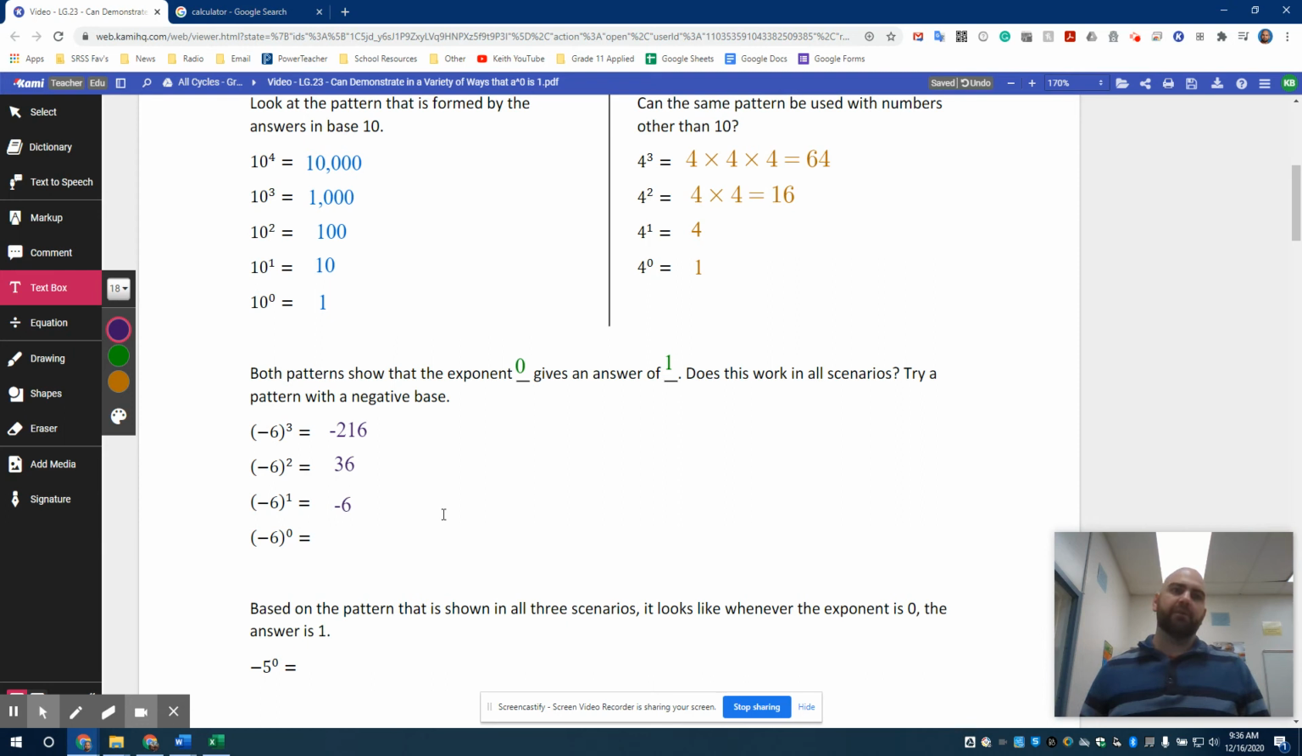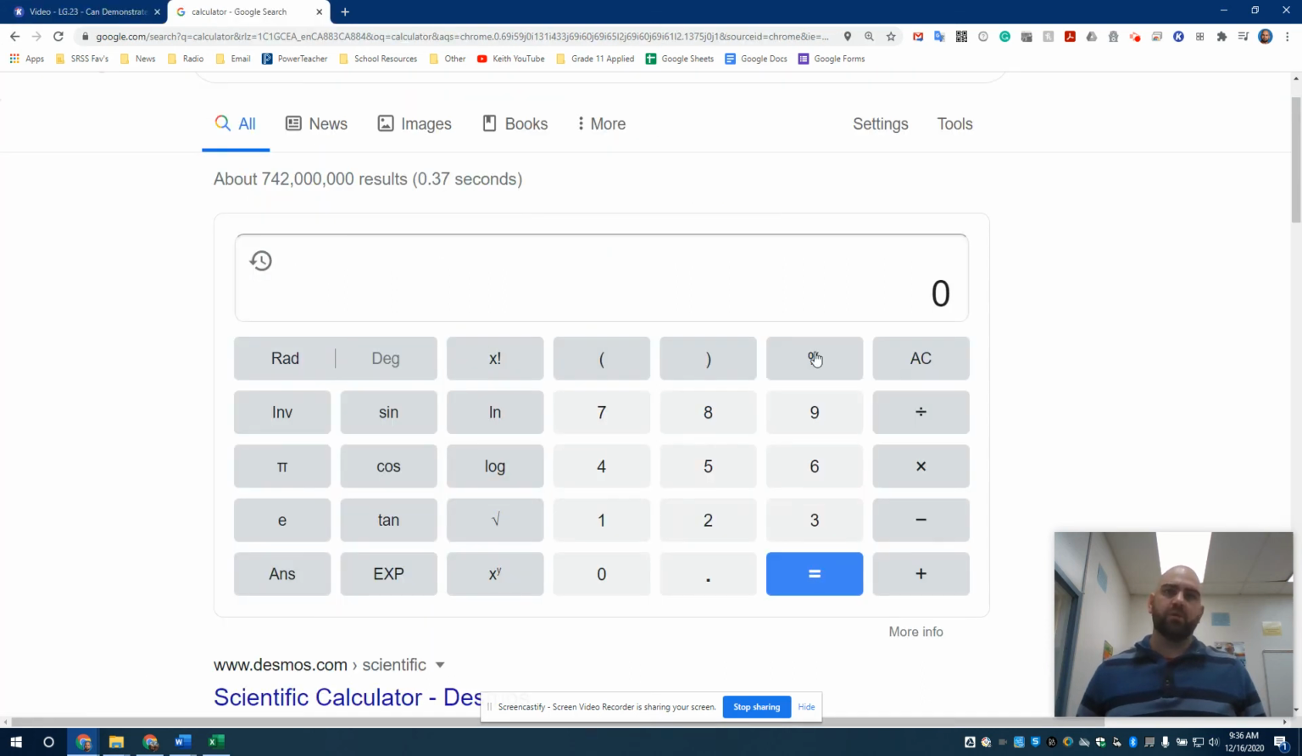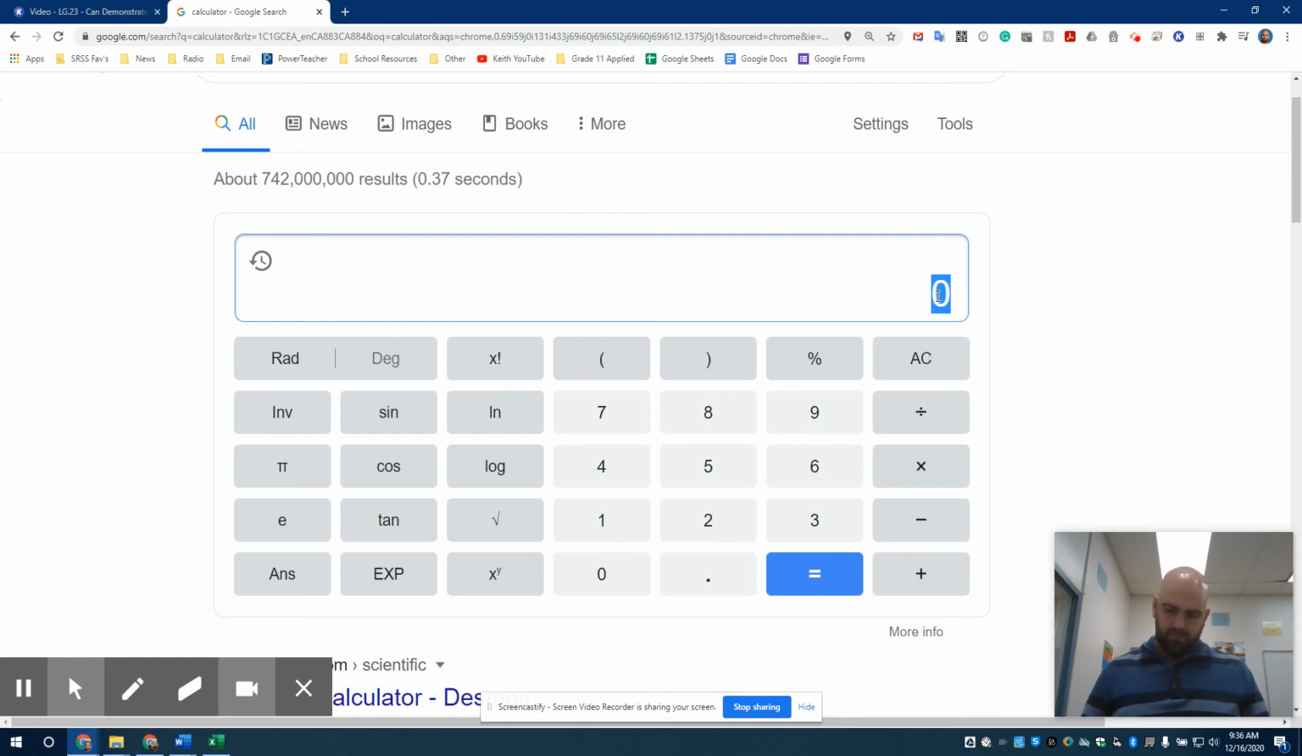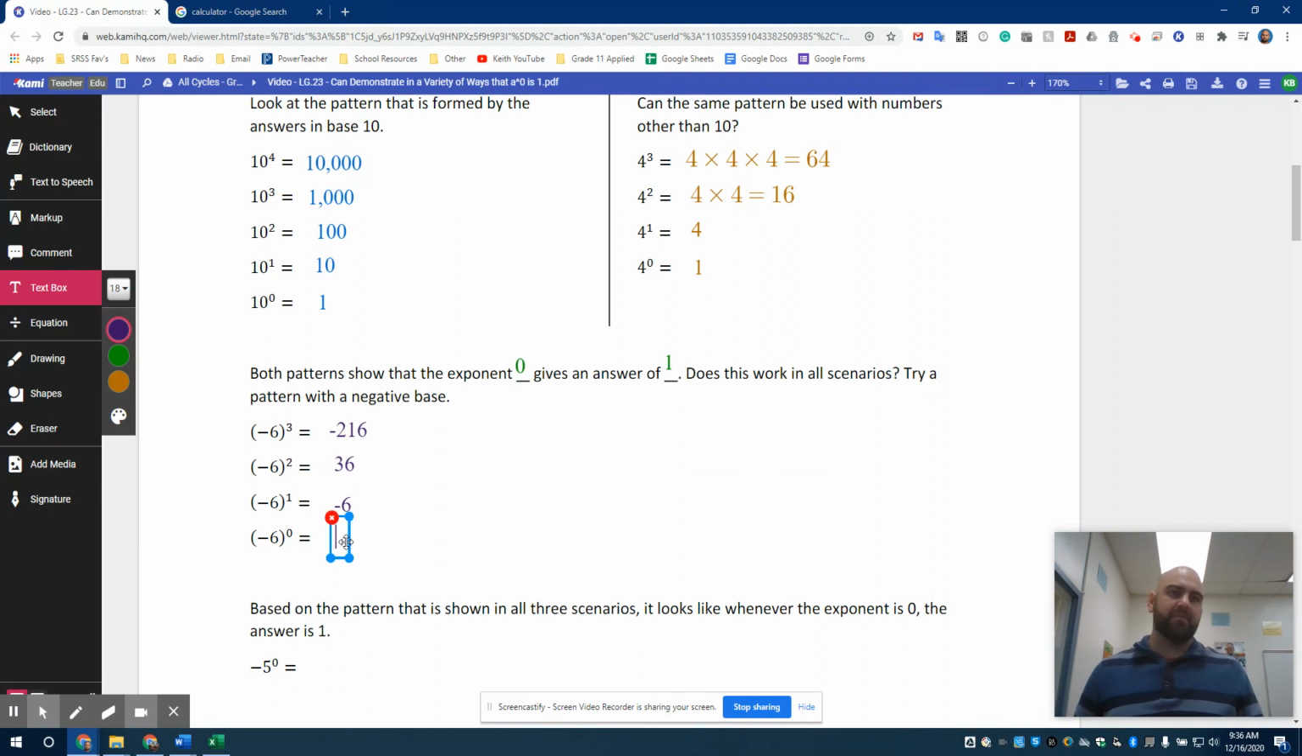And now let's take a look. If we divide negative 216 by negative 6, we get positive 36. Now I'm going to divide this by negative 6. I get negative 6, which was the next value that I had there. And I'm going to divide this by negative 6, and I get 1. In fact, it gives us the same value there.